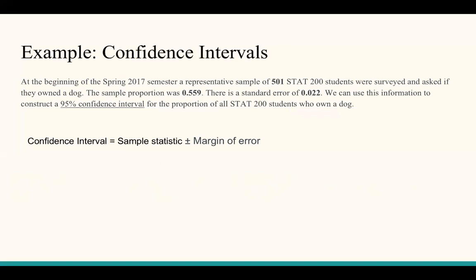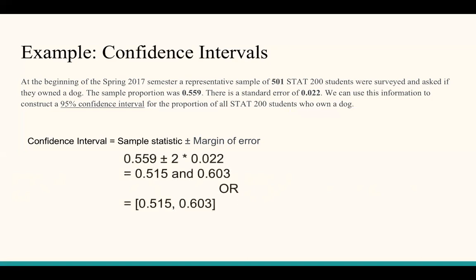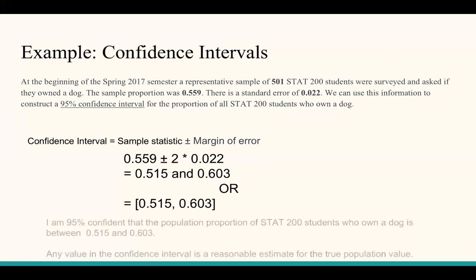So remember, margin of error is the multiplier times standard error. So in this case, it would be 2 times 0.022. And once we add it and subtract it out, we get 0.515 and 0.603. You could see it in the top form or the bottom form. Sometimes you write it with brackets. I don't think it really makes a difference.